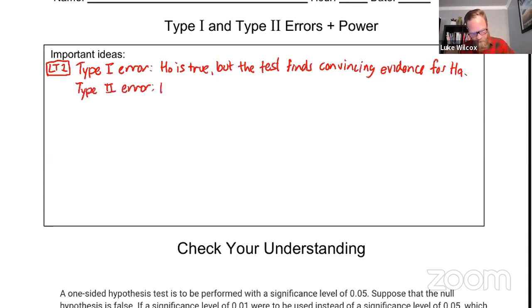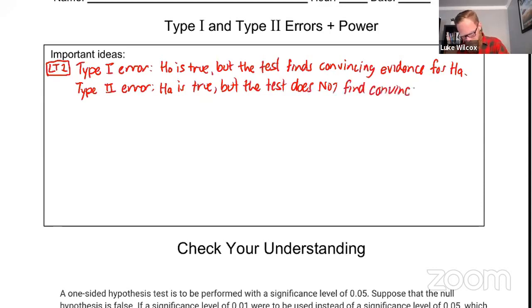Remember now the alternative hypothesis is true, but we make an error, and this time the test does not find convincing evidence for the alternative. So the test does not find convincing evidence for HA. If you're asked to do that in a free response question, you always want to make sure that you do that in the context of the problem there.